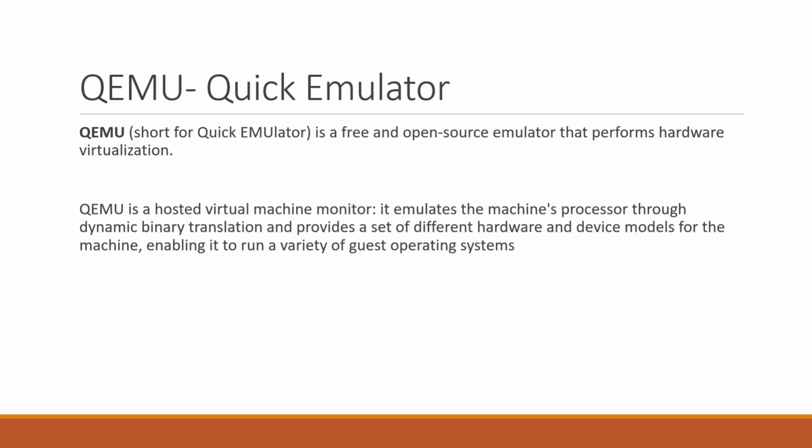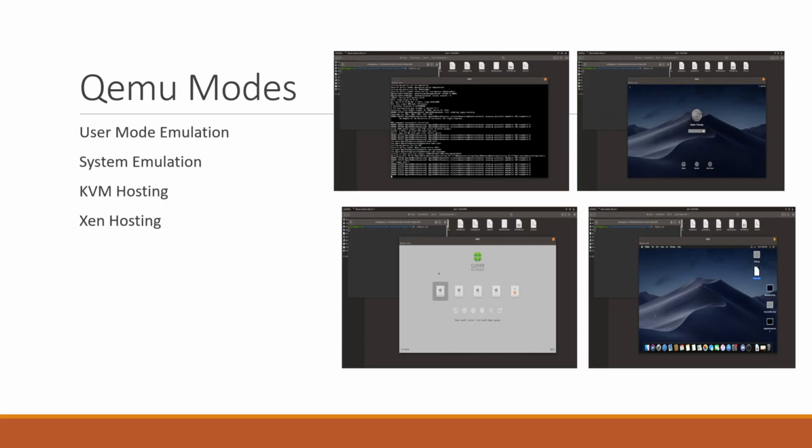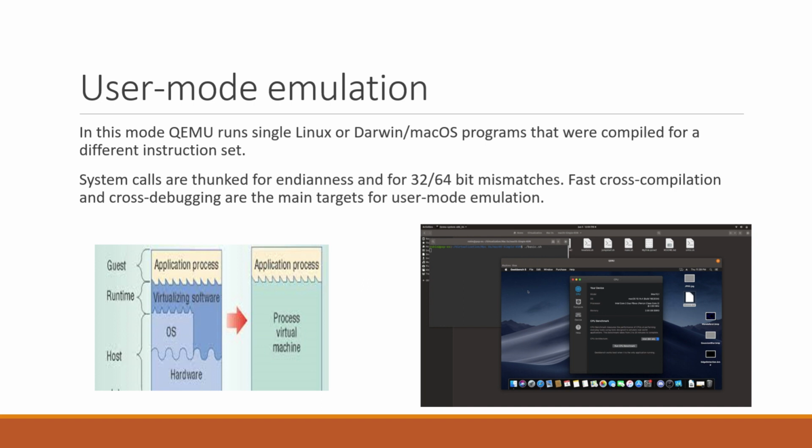What QEMU basically does is it emulates the machine's processor through dynamic binary translation and provides a set of different hardware and device models for the machine, enabling it to run various guest operating systems. QEMU basically runs in four different modes: the user mode emulation, the system mode emulation, the KVM hosting, and Xen hosting. We'll first go to user mode emulation.